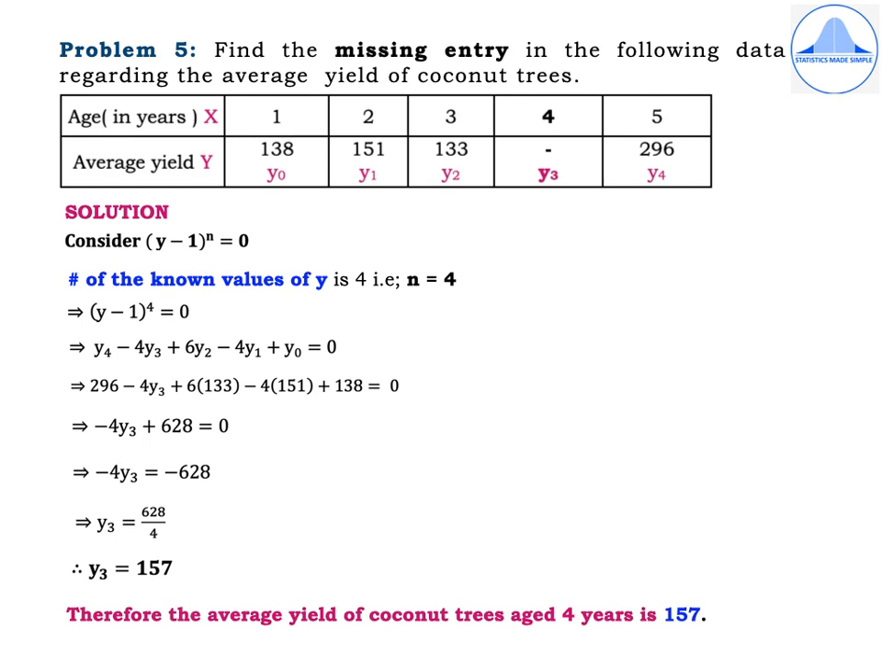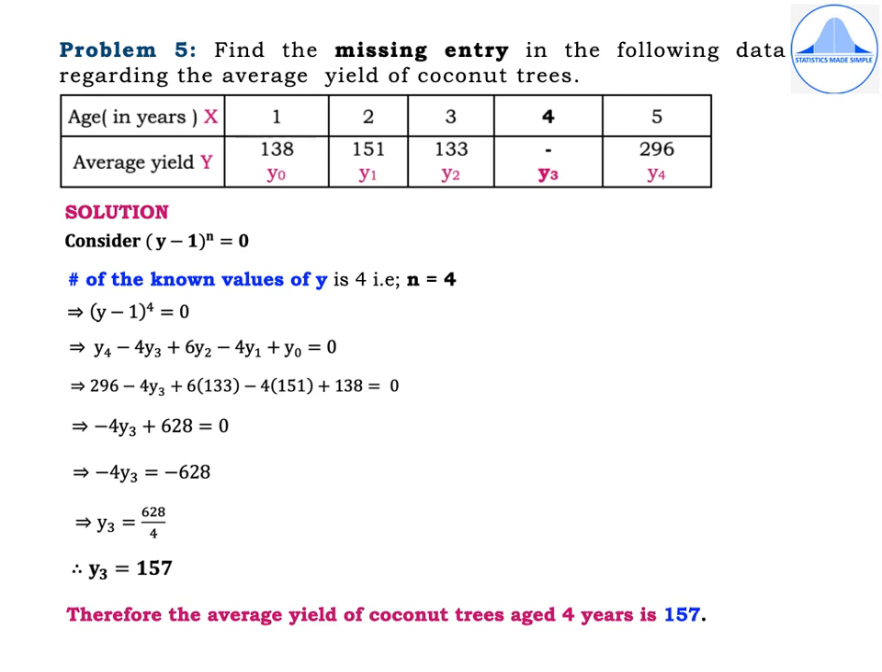Problem 5. Find the missing entry in the following data regarding the average yield of coconut trees. Age in years 1, 2, 3, 4, 5. Average yield 138, 151, 133. The missing average yield and 296. Mark age in years as capital X, average yield as Y, and the Y values as Y0, Y1, Y2, Y3 and Y4.